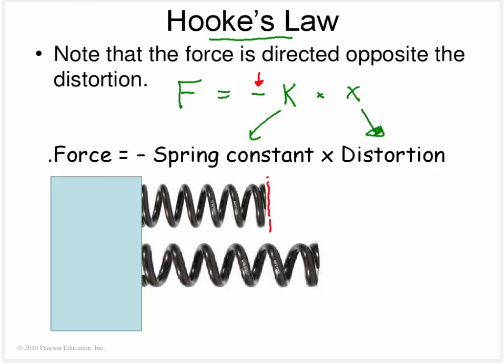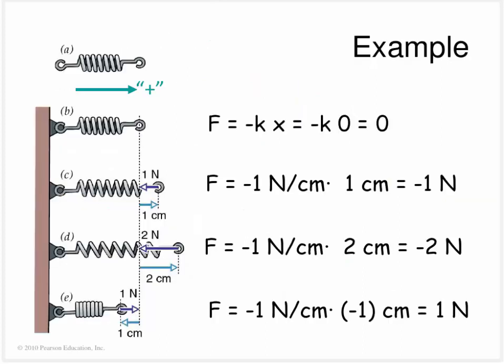So if this is my unstretched spring, I'm going to call this side positive and this side negative, and I pull this spring out to this level right here. Then my distortion, my x, is positive, and the force that the spring pulls on me with is going to be in this direction. I know the spring wants to return, so if the distortion is in this direction and the force is in this direction, we're simply calling the force negative, saying that it's in the opposite direction of distortion.